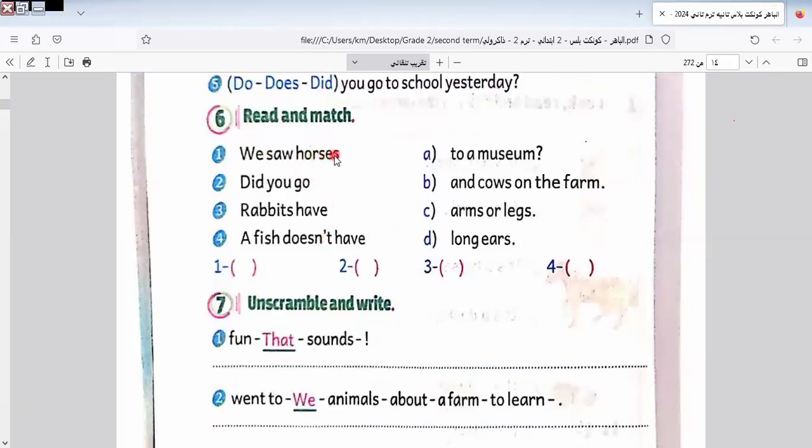We saw horses and cows on the farm. So I select number 1 by number B, and cows on the farm. Did you go to the museum? So I answer number 2 by number A. Rabbits have long ears. You are clever pupils, as we know during the lesson. A fish doesn't have what? Doesn't have arms or legs. So I select number 4 by number C.